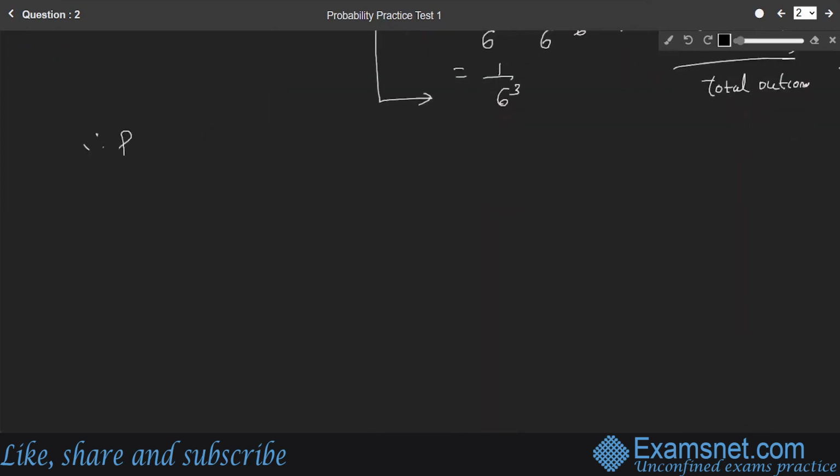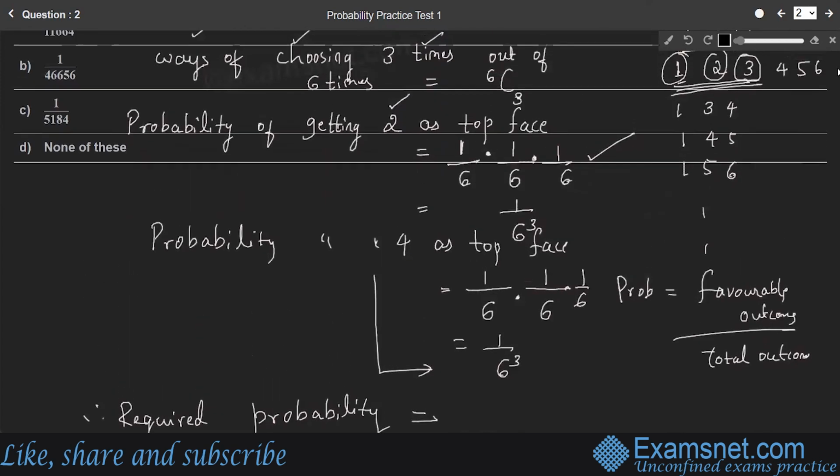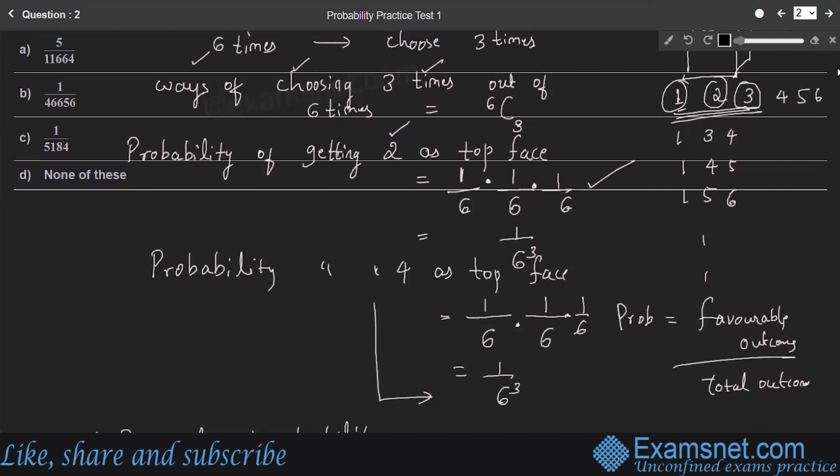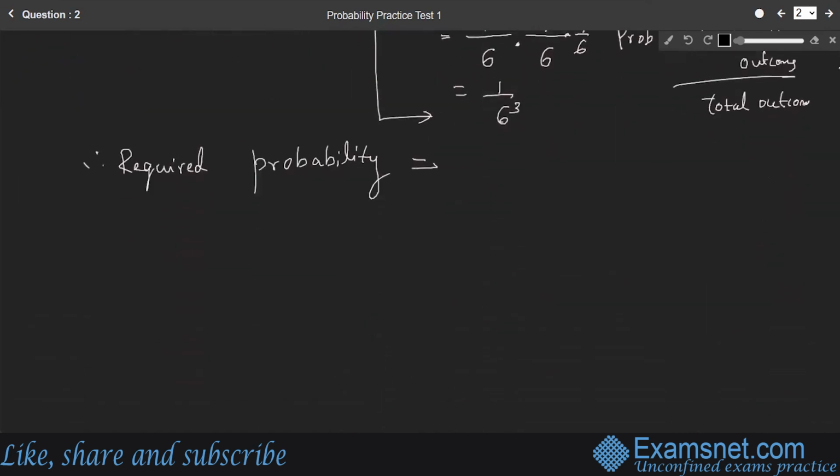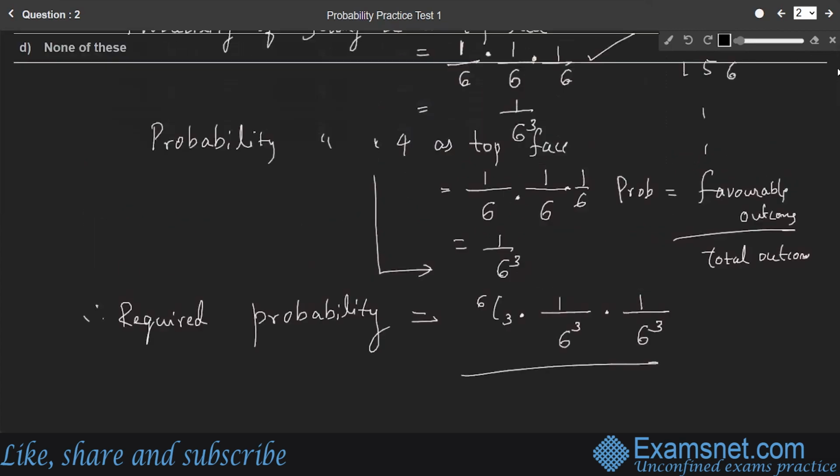Therefore, the required probability is equal to, before taking the probability of getting a face as top face 3 times each, we have to take the ways of choosing 3 times out of 6 times, because the dice has been thrown 6 times here and we have to choose only 3 times. So ways of choosing 3 times out of 6 times, which is 6C3, into the probability of getting 2 as top face, into the probability of getting 4 as top face, which are 1 by 6 cube into 1 by 6 cube. Therefore, the answer is 6C3 into 1 by 6 cube into 1 by 6 cube.